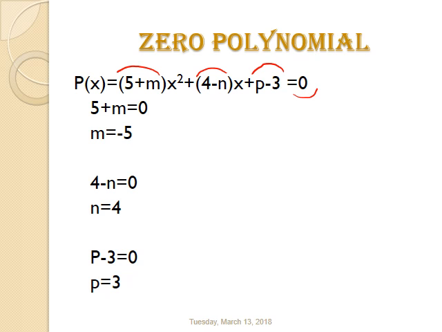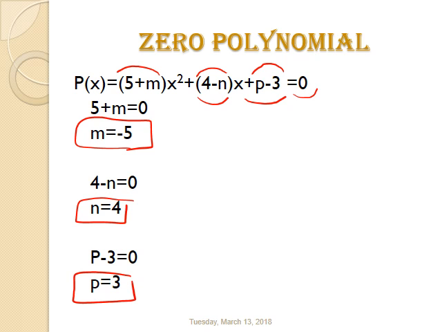5 plus m equals 0, so m equals minus 5. 4 minus n equals 0, so n equals 4. p minus 3 equals 0, so p equals 3.